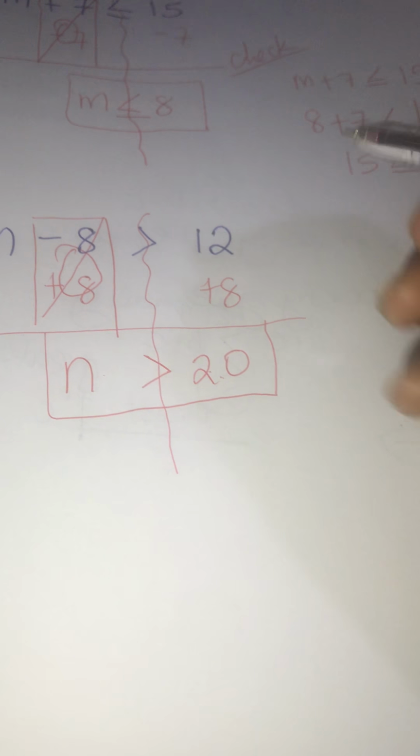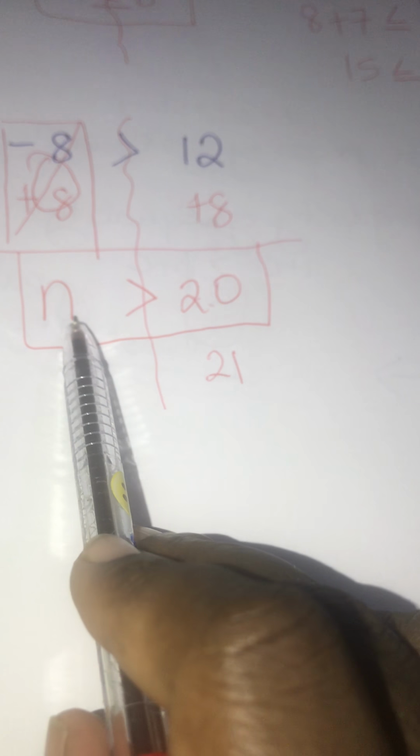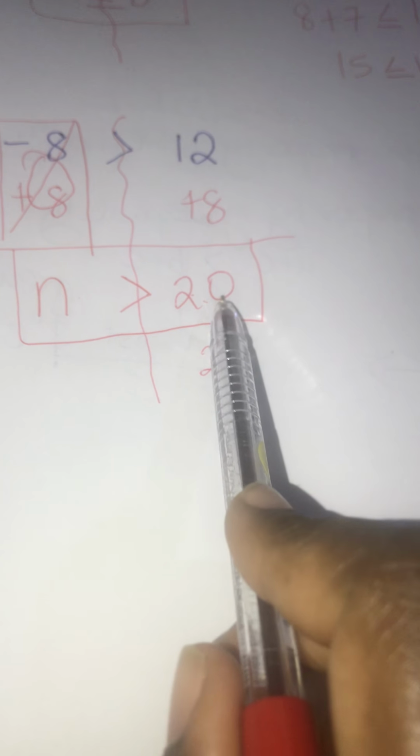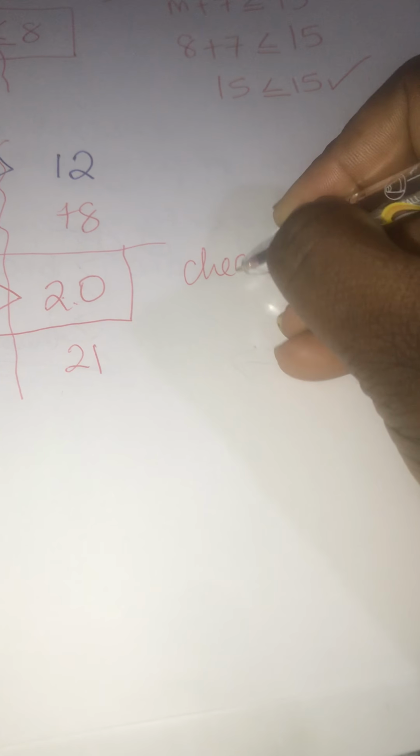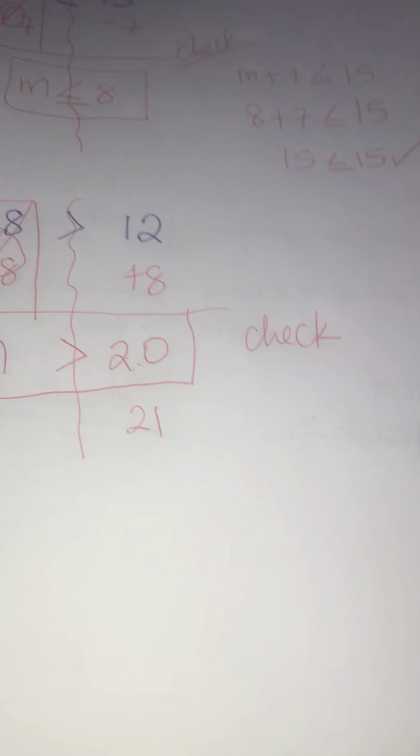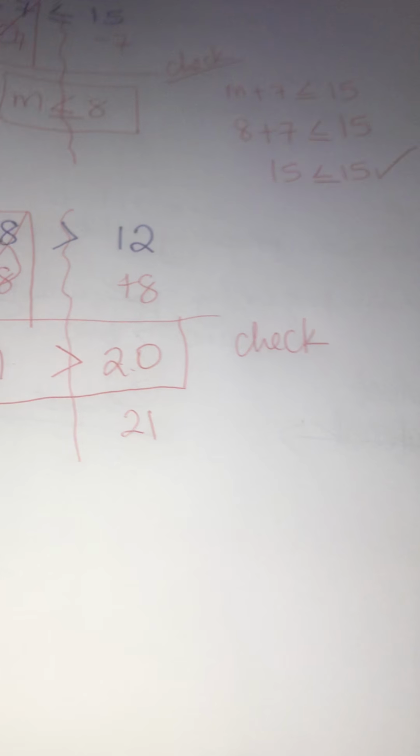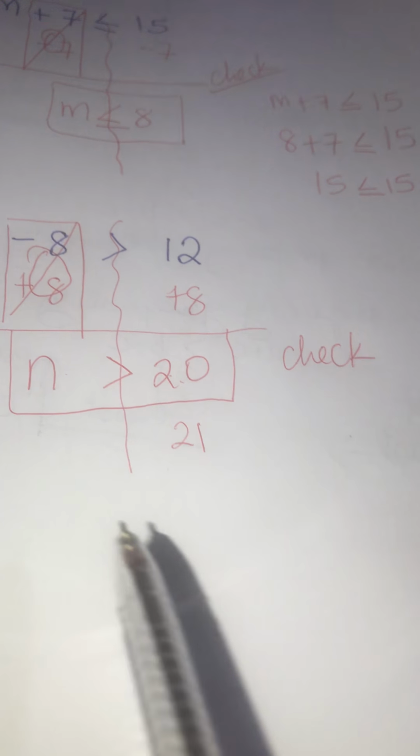So we will choose 21, because the question says n has to be greater than 20. That means you cannot use 20. You have to use 21. Let's check. You can use any number greater than 20: 21, 22, 100, 1000, 1005. It doesn't matter, as long as the number is greater than 20.